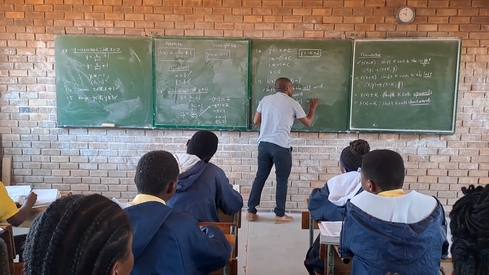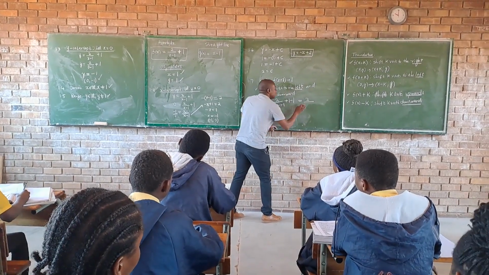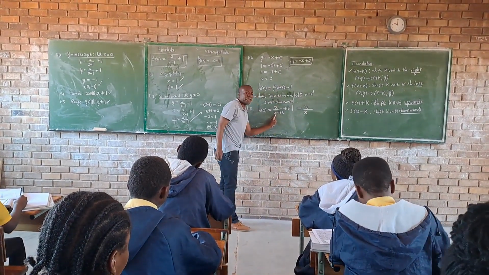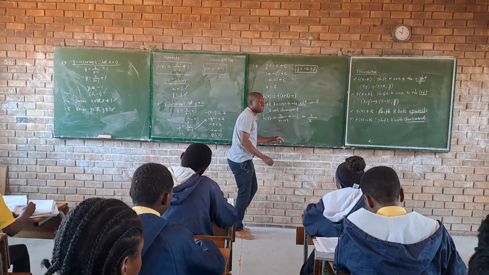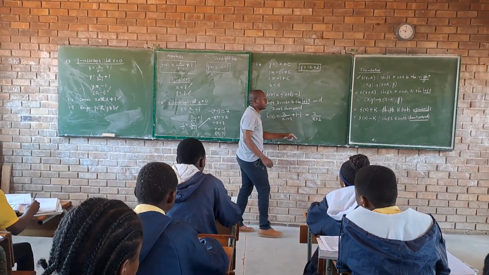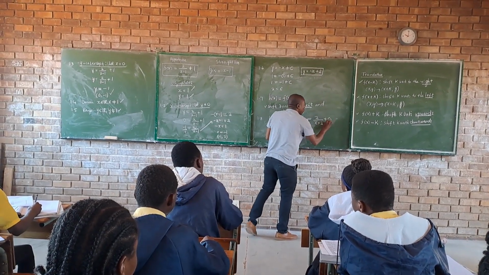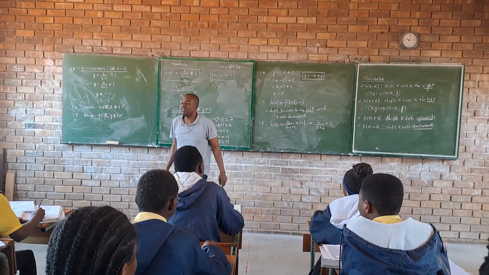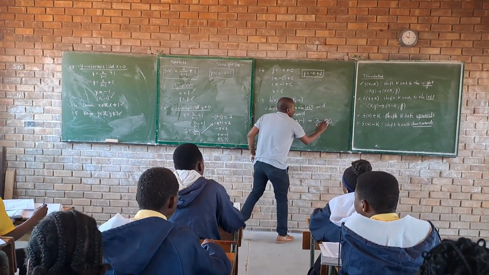It will be 2 over what? x. What is minus 1 plus 3? This will be plus 2. What is plus 1 minus 1? It will just give us 0. You see that the q is 0, right? Yes. So we can just leave it.